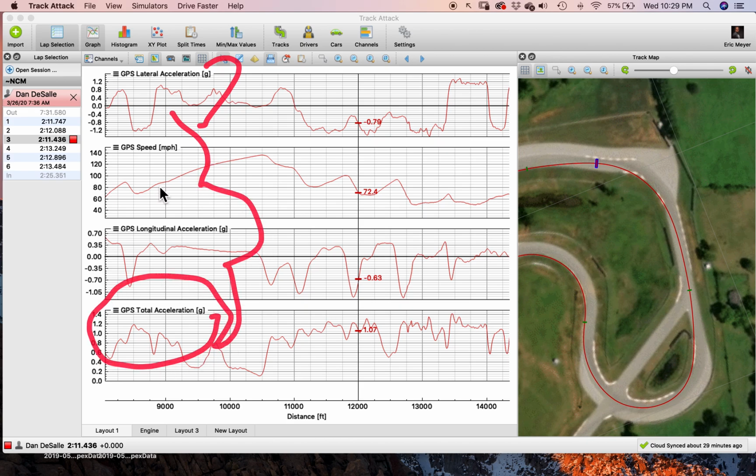Look up GSum in any of Roger Caddell's AiM videos, or I've got some other ones in here, and I'll put the link in the description below.